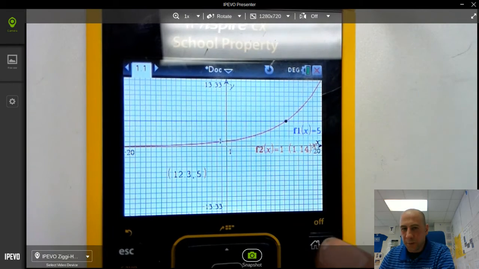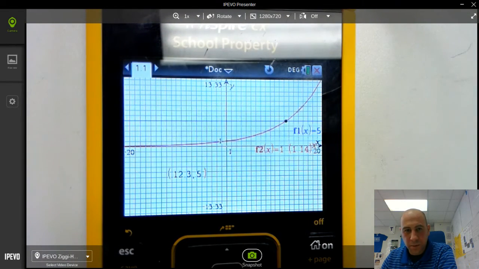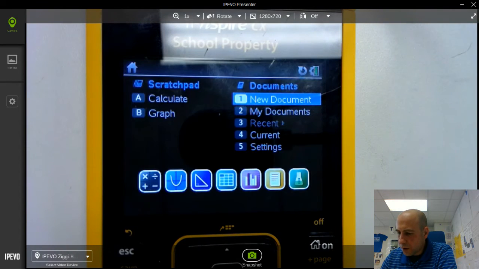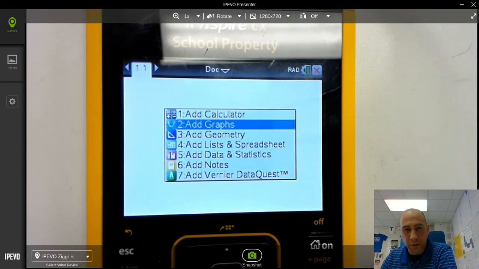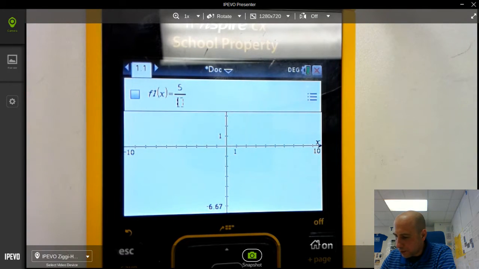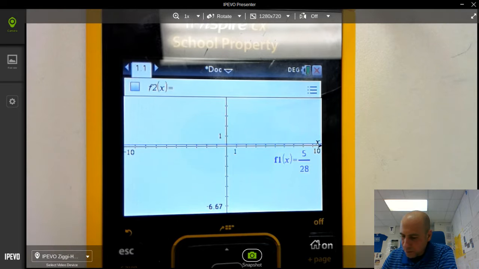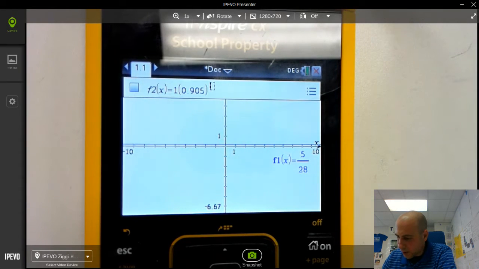All right, so again, I'm going to go to new document, no, add graph. All right, so we're going to graph the left side. So I'm going to press Control divide, 5 divided by 28, and then tab 1, parentheses, 0.905 raised to the x power.